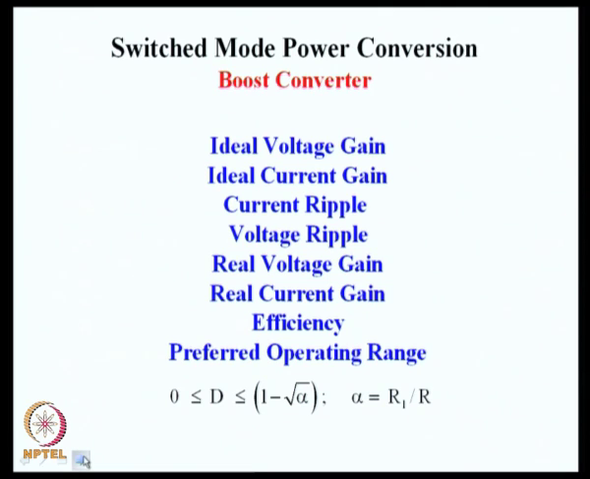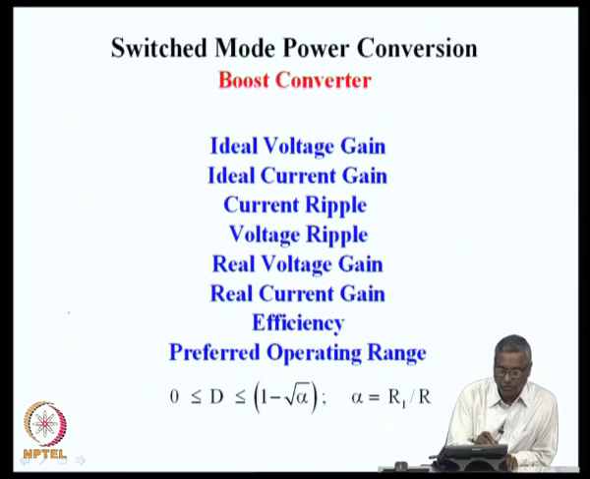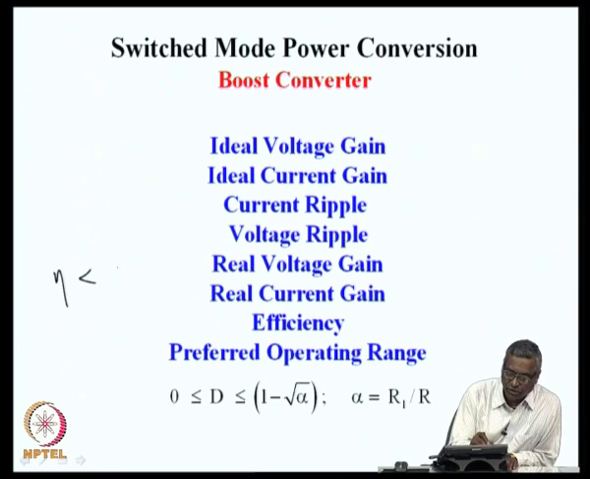Then the last point that we saw was the preferred operating range. We saw that the efficiency goes below 0.5 when the duty ratio is more than 1 minus root of alpha.